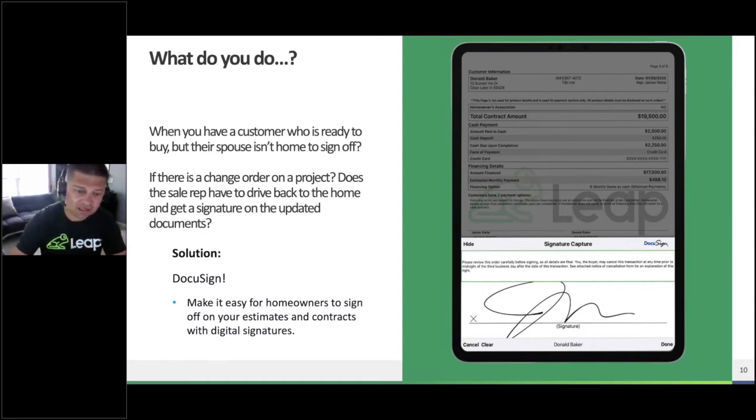And now I can send the customer a contract with a payment request that they can just sign and fill out all on their own device. And now I'm selling 100% virtually without having to schedule another appointment.